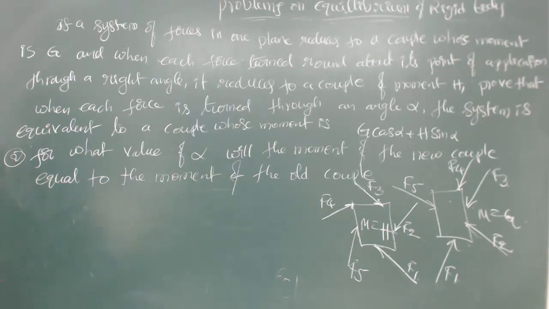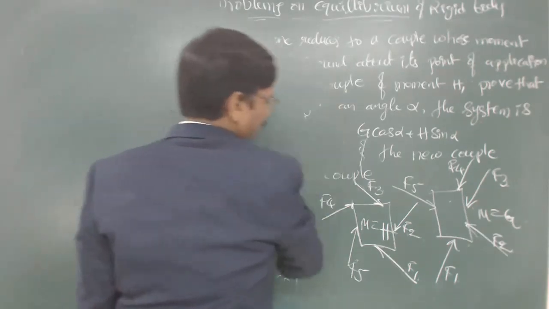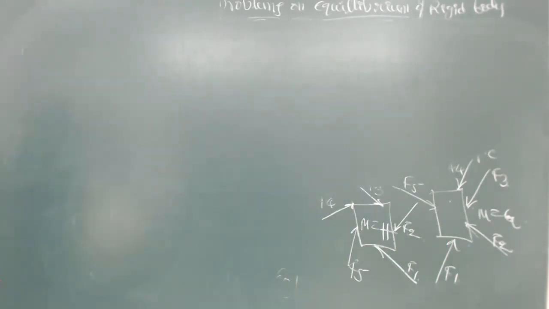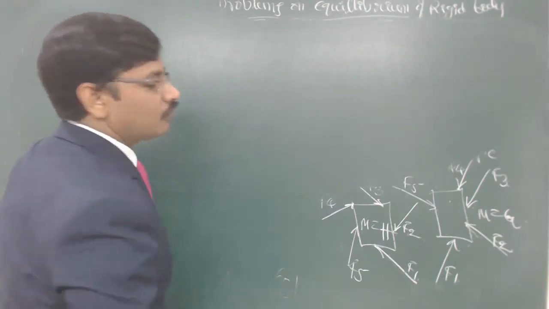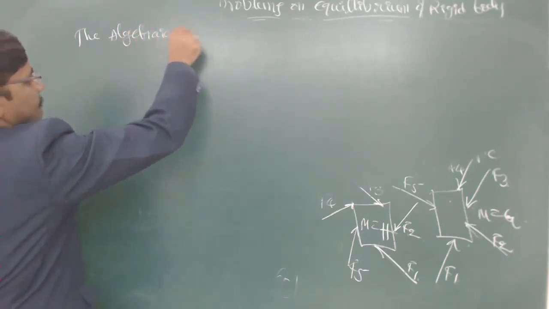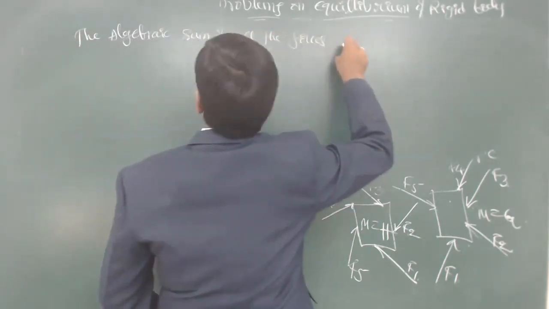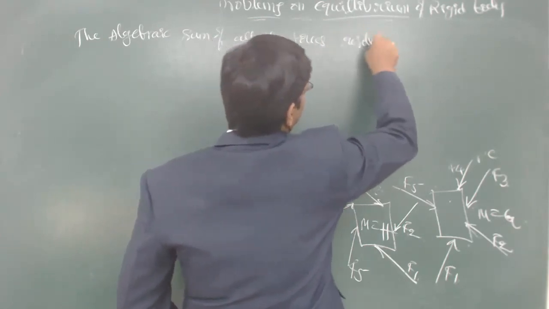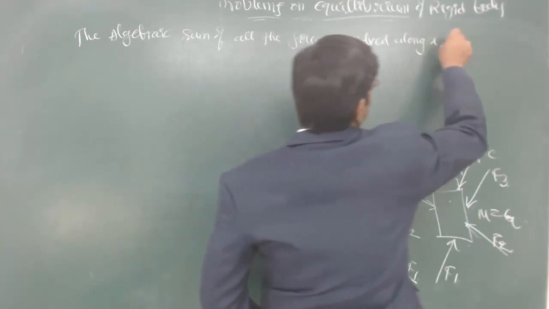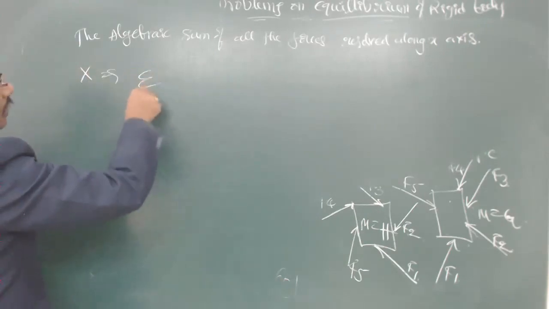Anybody got it? Now let me solve it. Here, when there are n different forces, the resolved components, or the algebraic sum of all the forces resolved along the x-axis, capital X equal to sigma r equal to 1 to n.